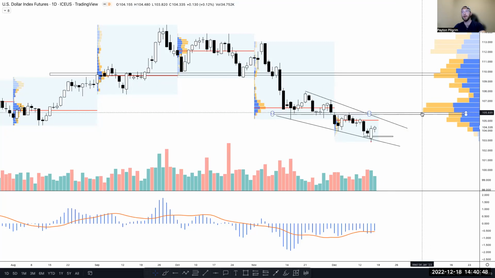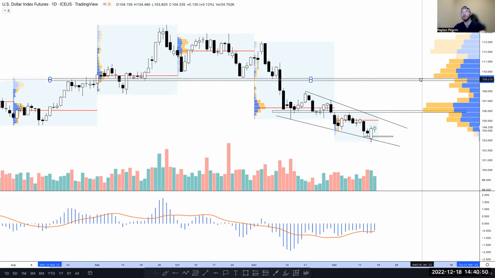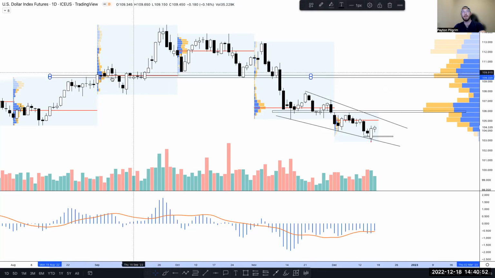And you can see these areas. I've marked off some nice areas of price action over here where price has reacted, and it's also lining up with the volume profile to the right. So you can really just use the volume profile for your levels.